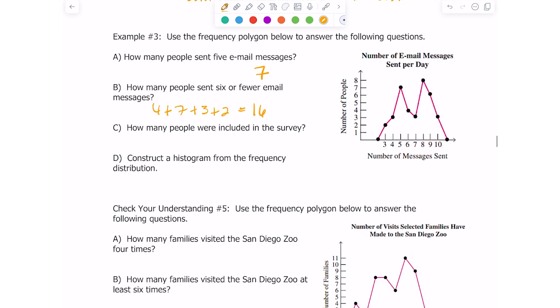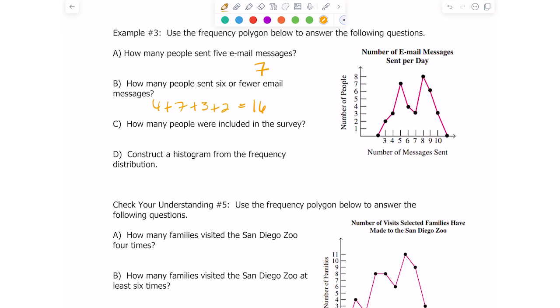How many people were included in this survey? So now I would need to add up all my frequencies. So I'm going to add 2 plus 3 plus 7 plus 4 plus 3 plus 8 plus 6 plus 3. And if I add that up, I get 36.